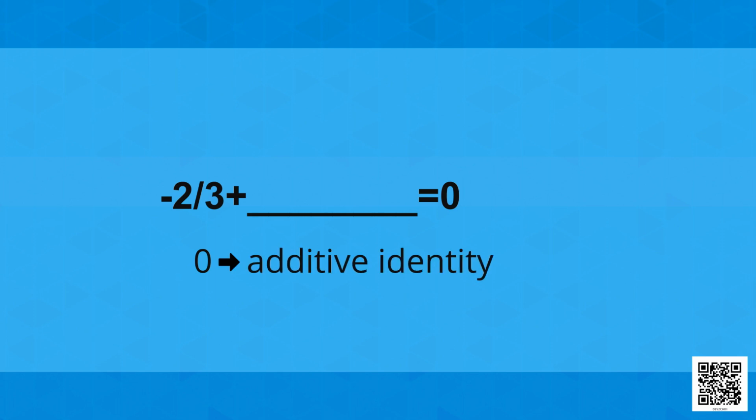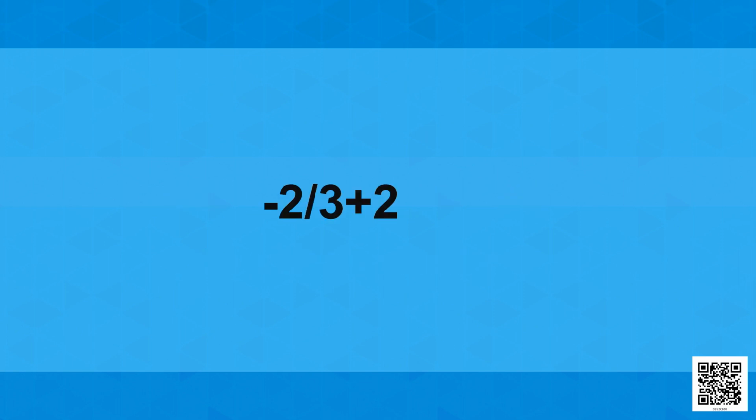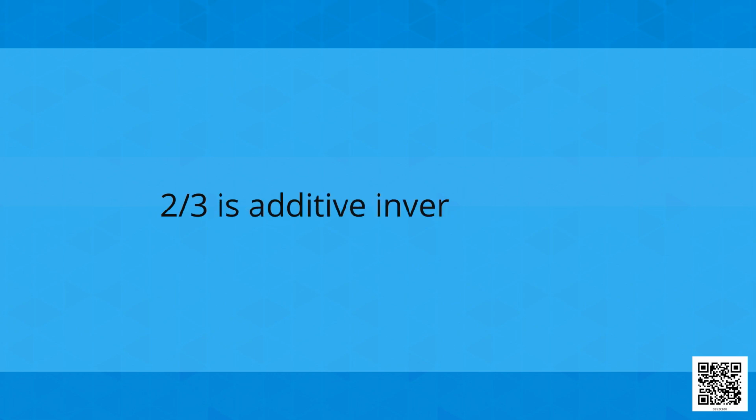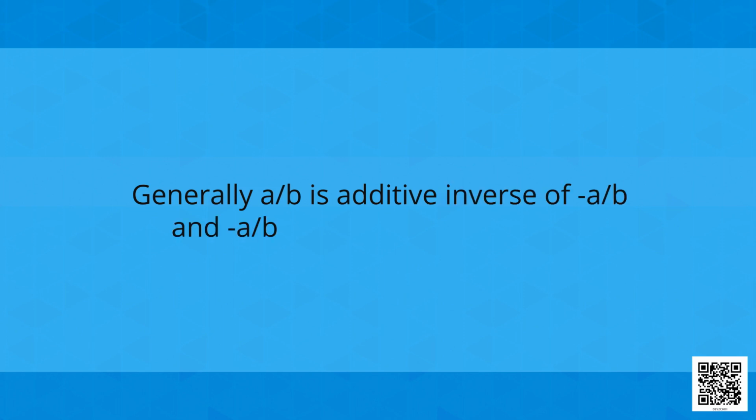So what would be the answer? The answer would be plus 2 upon 3. So can we say that minus 2 upon 3 plus 2 upon 3 is equal to 0, or 2 upon 3 is the additive inverse of minus 2 upon 3. Generally, a upon b is the additive inverse of minus a upon b, and minus a upon b is the additive inverse of a upon b. That is the same number but with an opposite sign.